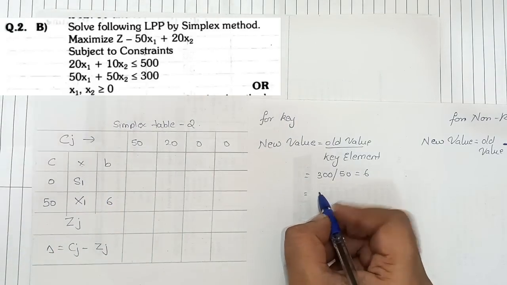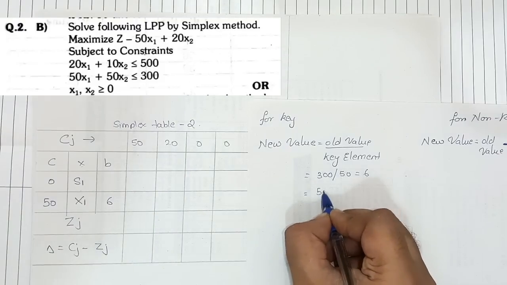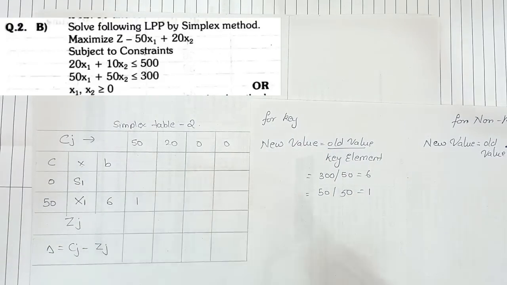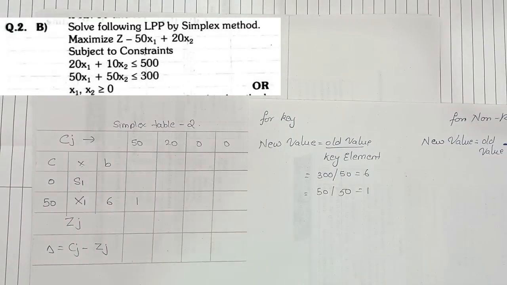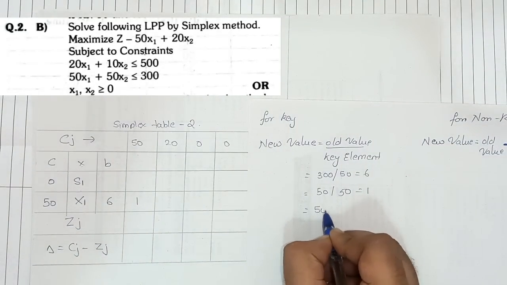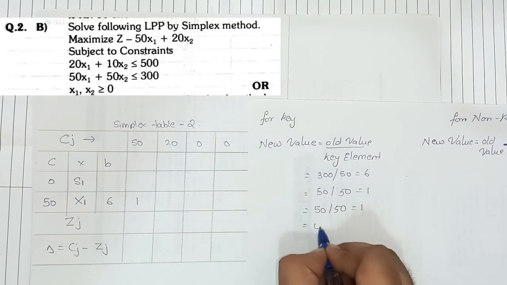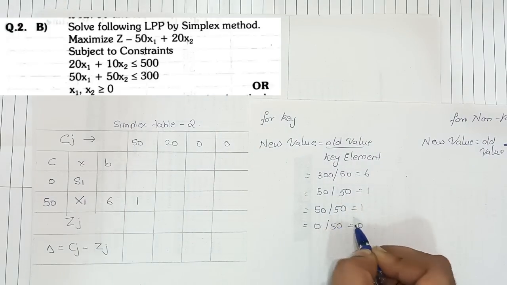The second amount was 50. So 50 divided by 50, the value is 1. Again, the next value is 50. So 50 divided by 50 is equal to 1. Next was 0. 0 divided by 50 is 0.